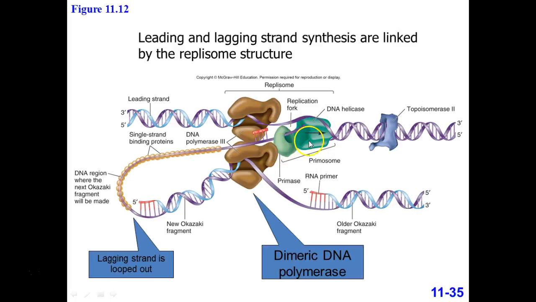It's a primase and a helicase. And then attached to that are two DNA polymerases, one for the leading strand and one for the lagging strand. This whole complex is known as the replisome, right? Because it's where replication happens.